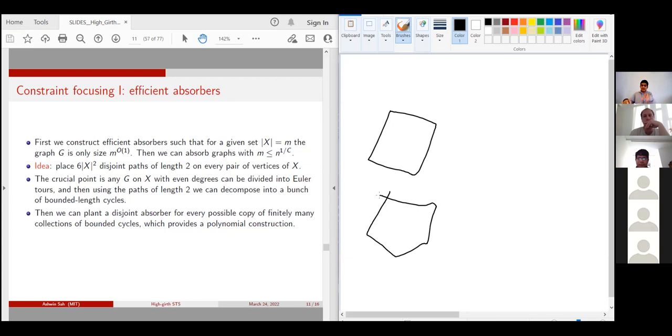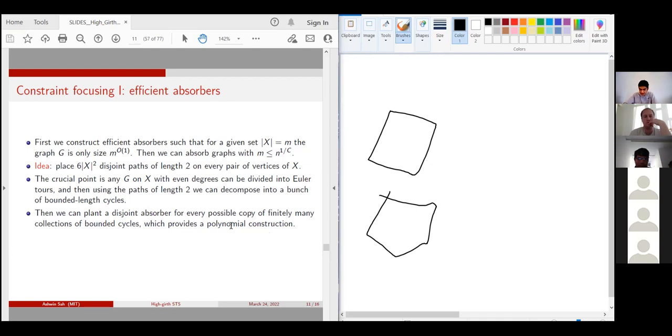So for every possible C4 and C5 anywhere in the graph, or maybe even they share a vertex or whatever else, every possible configuration, there are only finitely many of these types of graphs because they're bounded size cycles. What we can do is, on every possible place that they could exist in this bigger thing, we just plant a disjoint absorber on top of all of those. And there are only polynomially many copies that could exist. And so this is going to be a polynomial size construction. Right. That's the whole proof, basically.